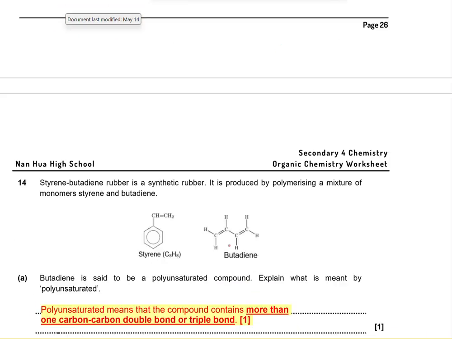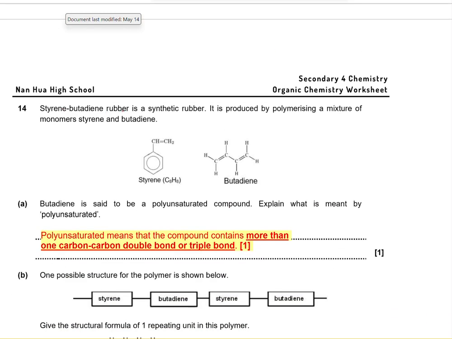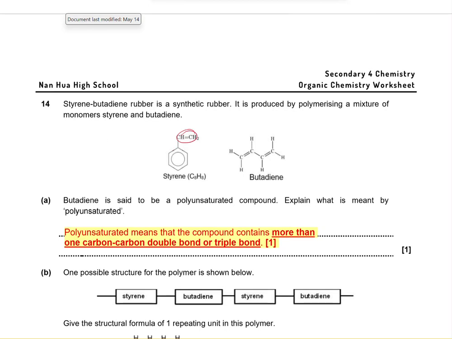Okay, next question. Styrene butadiene rubber is a synthetic rubber produced by polymerizing a mixture of monomers styrene and butadiene. Now look at these two down here. You realize that the carbon-carbon double bond is here. Carbon-carbon double bond, there are two of them here. Right. So when you do addition polymerization, you have to convert this carbon-carbon double bond to single bond and join on to the next one. But there are two here. So I will just do with one of them. All right. One of them.